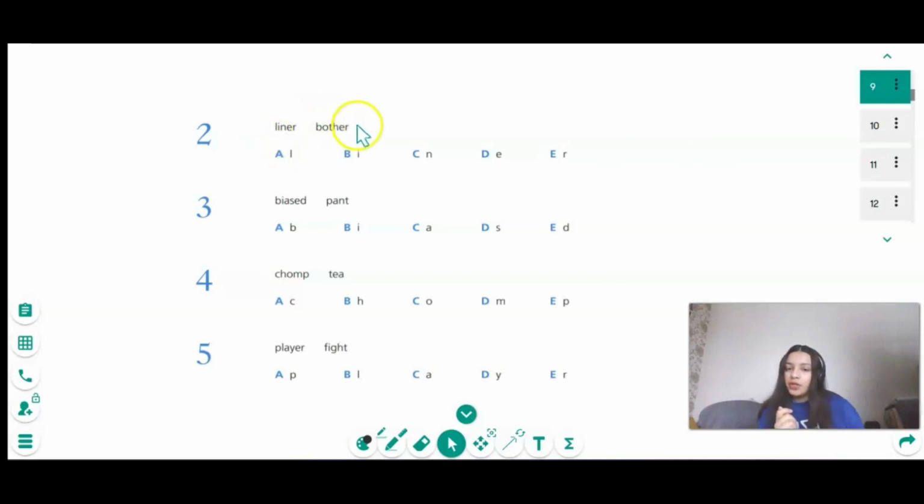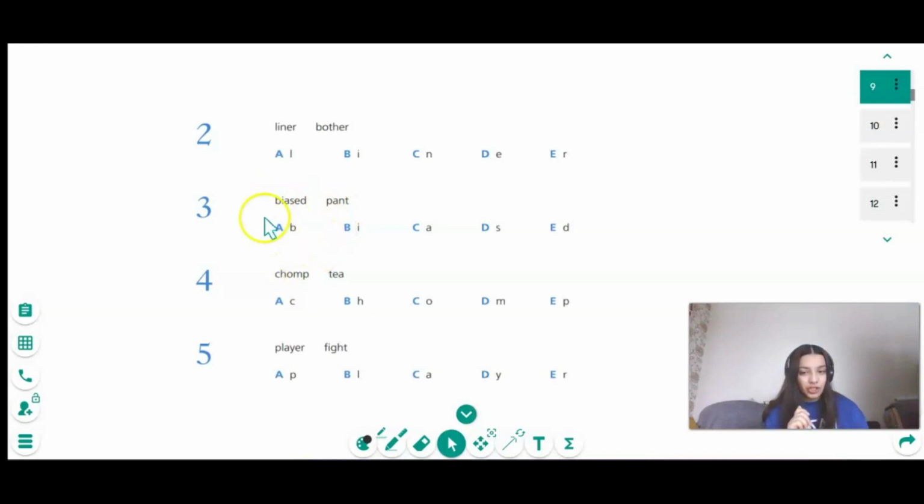So I'm going to try and put it into the word bother. If I put it first, I'd get rbother. That's not a word. If I put it after the B, I get the word brother, and that's a word, so that's my 2 new words. Excellent. So your answer would be R, which is E. We're going to select that one. Let's have a go at question number 3. What do we think we're moving from the word biased to the word pant to get 2 new words?